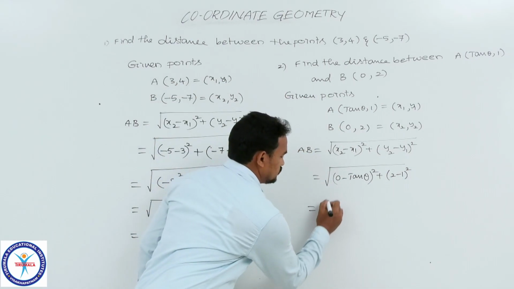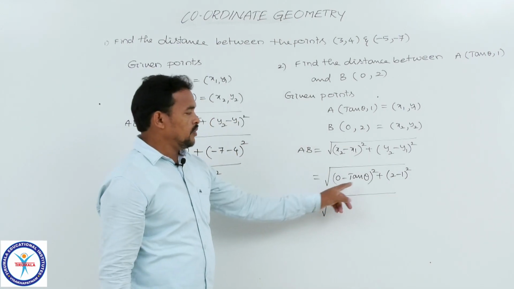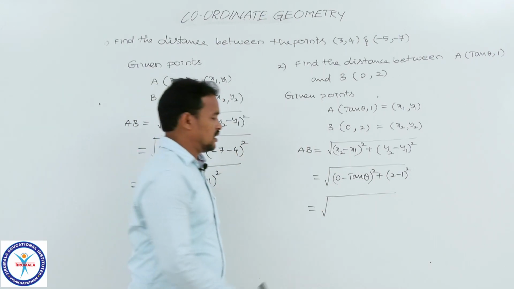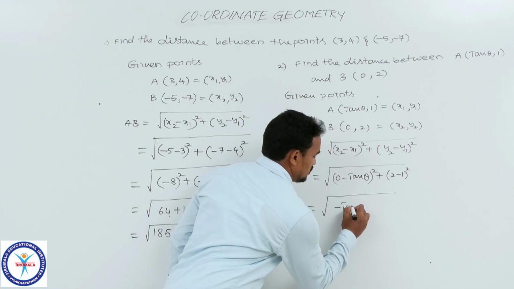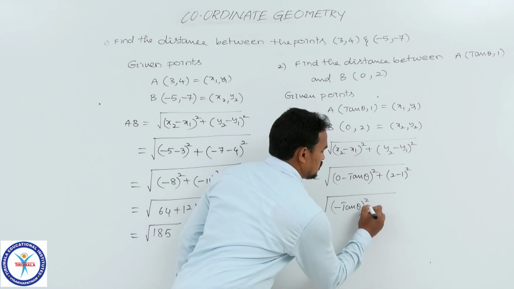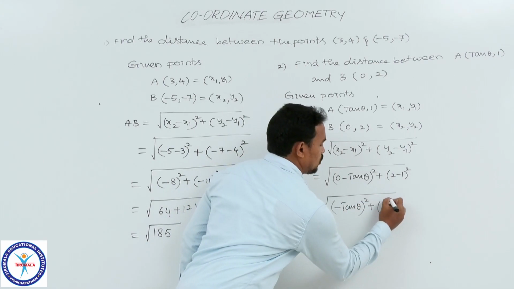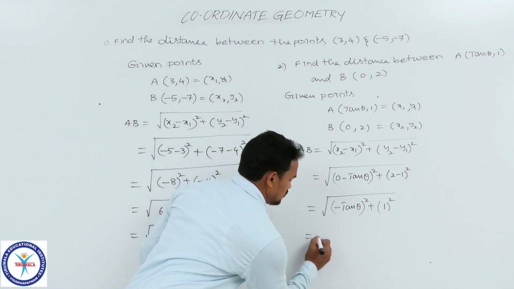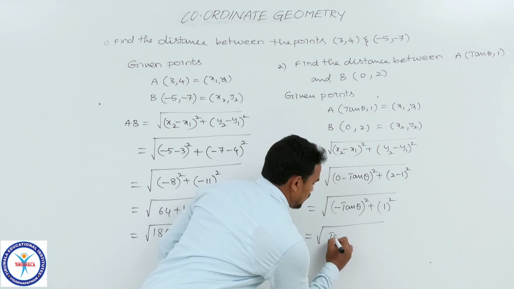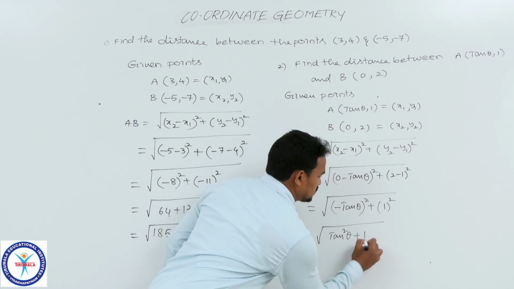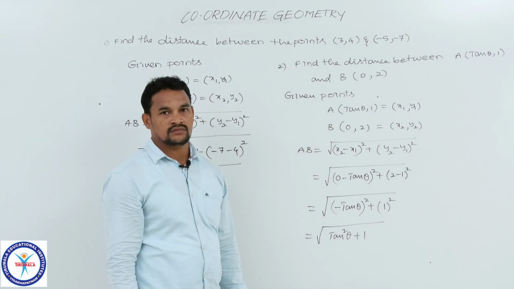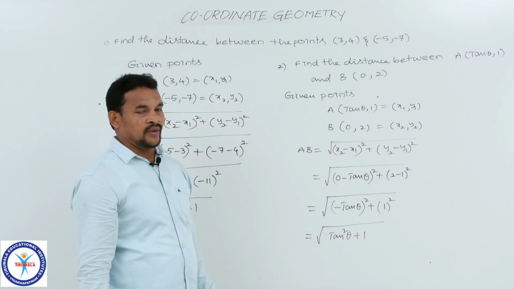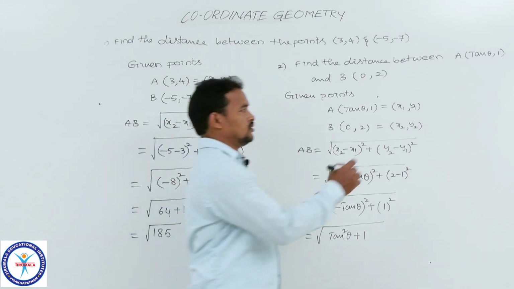After that, 0 minus tan theta is nothing but minus tan theta. Minus tan theta whole square plus 2 minus 1 means 1 whole square. Minus tan theta whole square is nothing but tan square theta. Tan square theta plus 1 square is nothing but tan square theta plus 1. By the trigonometrical identities, how do we know?